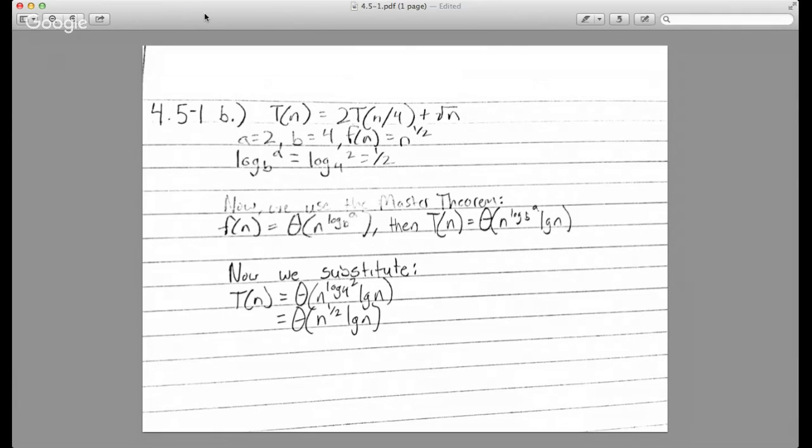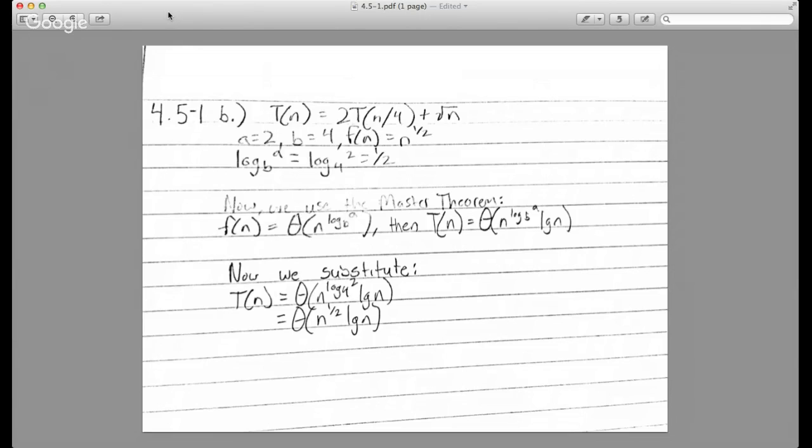Let's see here. To make sure we have not done this one. Okay. All right. Sorry, I'm making sure we haven't already done this one. I don't think we have.